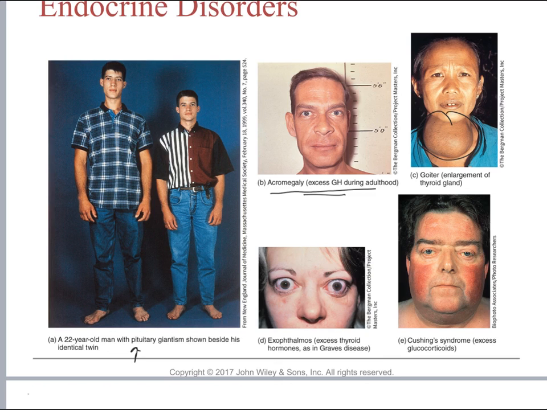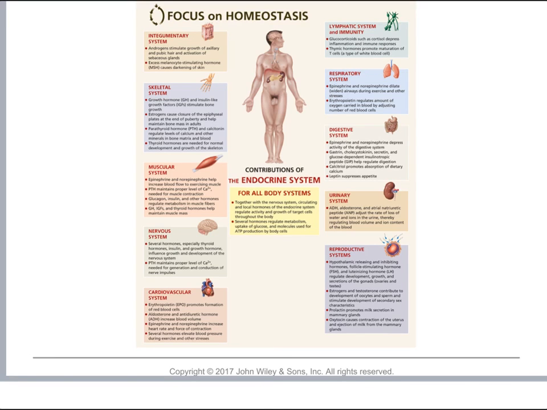Another picture of goiter, so there's that thyroid gland swelling. Excess glucocorticoid, so excess cortisol as a result of Cushing syndrome. We get that butterfly effect, that reddening, pinkening of the cheeks. The exophthalmos, the bulging of the eyes because of Graves' disease, so the buildup of fluid in that connective tissue behind the eyes pushes the eyes out. Lastly, we have our focus on homeostasis, so you can see what effect the endocrine system has on all our other body systems. So a nice little review to put everything together.